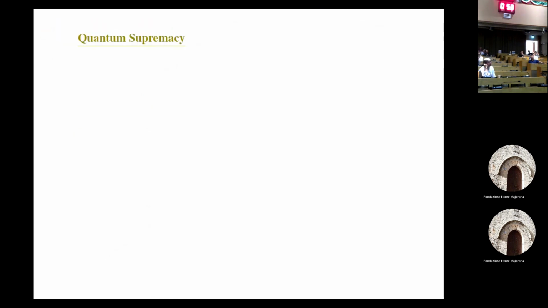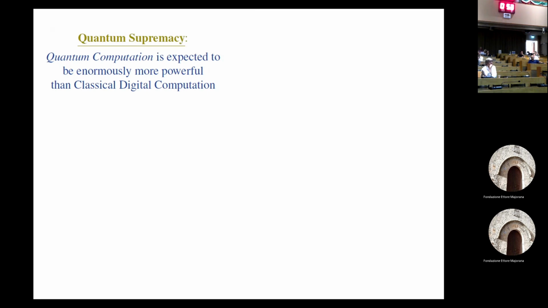The idea is old, it dates back to the 1980s. But more recently, people have gotten excited about the prospect of actually making this idea of quantum computation work. Ever since, there's this term floating around, quantum supremacy, which expresses, or is meant to express, the would-be fact that quantum computation should be enormously more powerful, not just a little bit, but many orders of magnitude, that it would go into a completely different realm than classical digital computation.